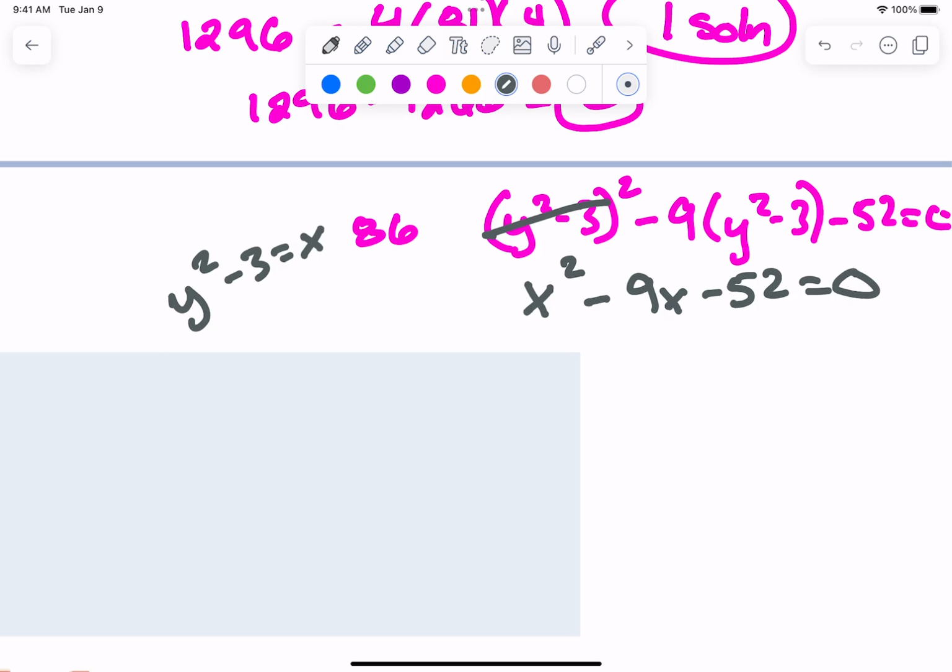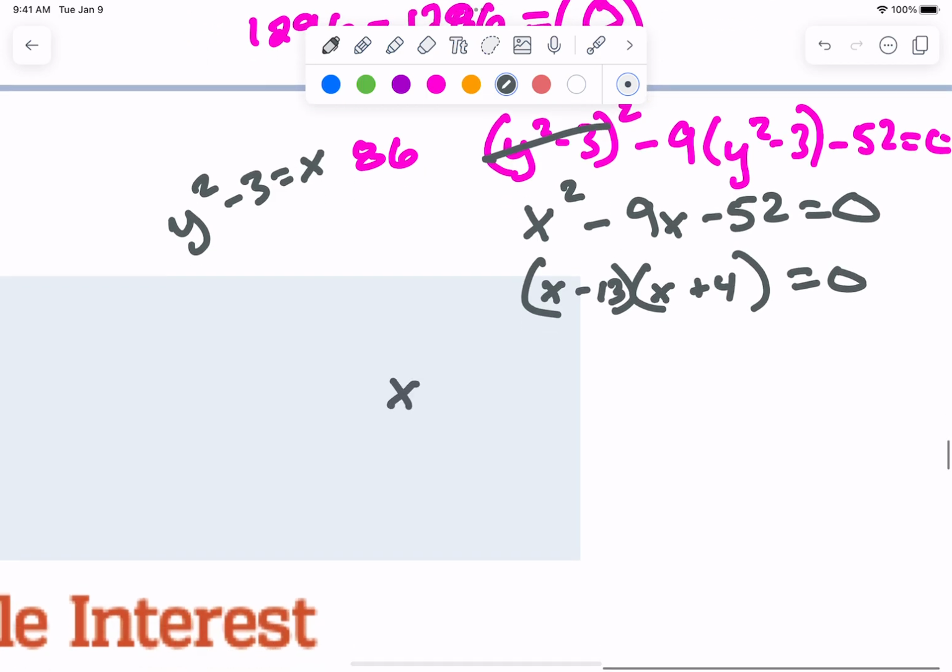Does 52 break down? 13 and 4, alright. Negative 13. x minus 13, x plus 4 equals 0. Okay, so x minus 13 equals 0, and x plus 4 equals 0.